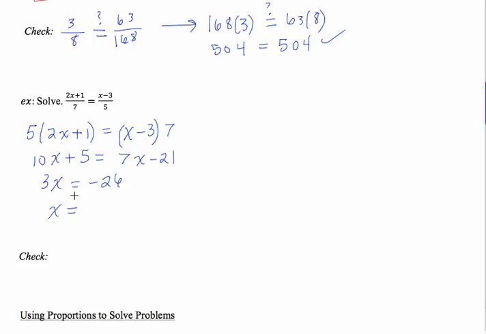Now 26 is not divisible by 3, so we can leave it as negative 26 thirds, because that doesn't simplify either. I recommend you always leave your answers in exact form. Don't approximate unless you have to.